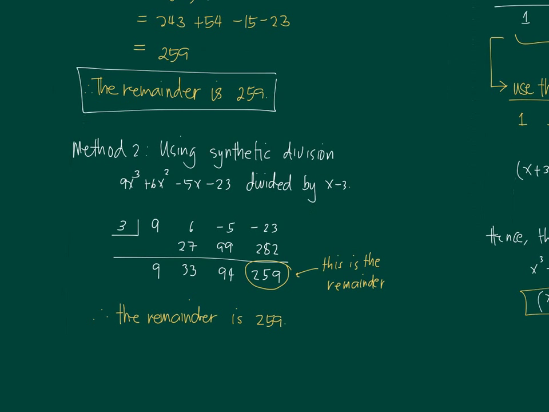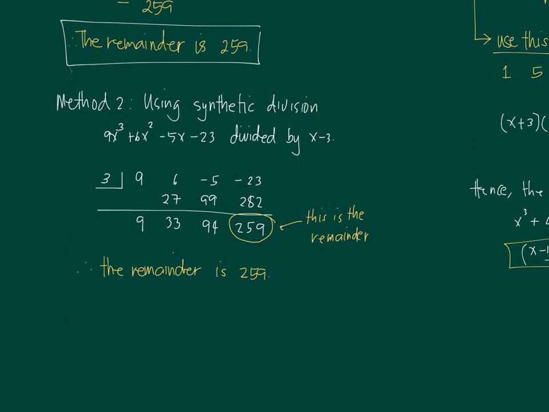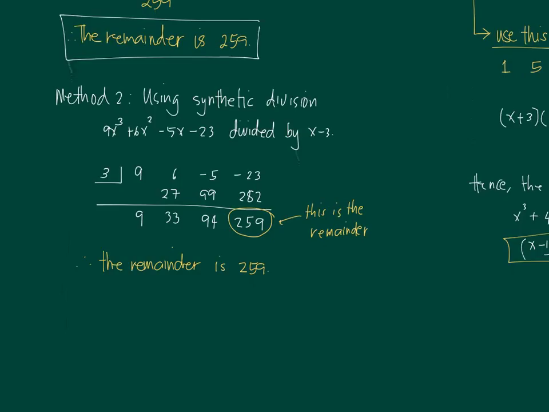You can also use method number 2, using synthetic division. Just place the coefficients properly. So you have 9, 6, negative 5, negative 23. You're dividing by x minus 3, so the number to be used should be 3. Perform synthetic division, and the last number should be the remainder.